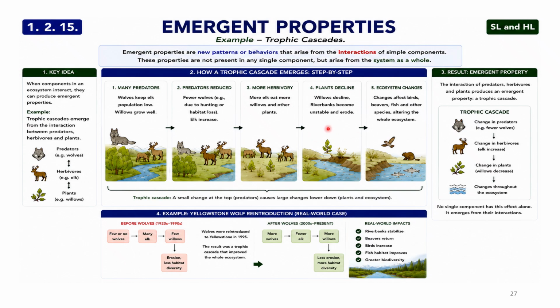The Yellowstone National Park case study illustrates this process clearly. After wolves were reintroduced in 1995, elk numbers and grazing pressure declined, vegetation recovered, riverbanks stabilized, beavers returned, fish habitats improved, and biodiversity increased. This sequence demonstrates that a trophic cascade is an emergent property of the ecosystem, resulting from interactions among multiple species rather than the actions of any single organism alone.